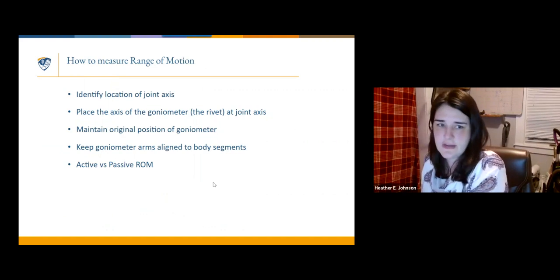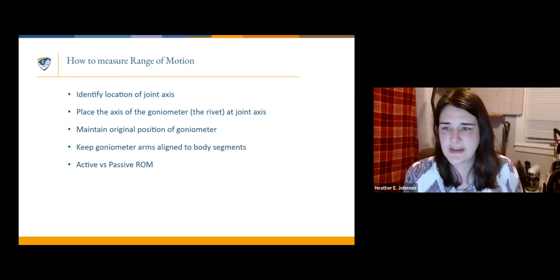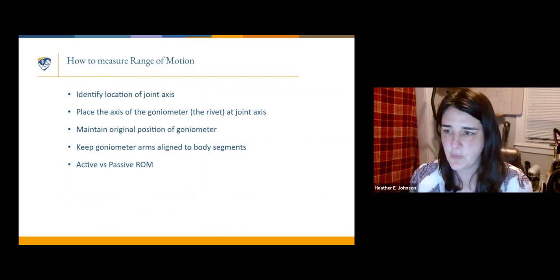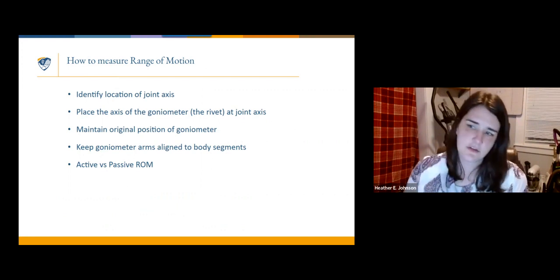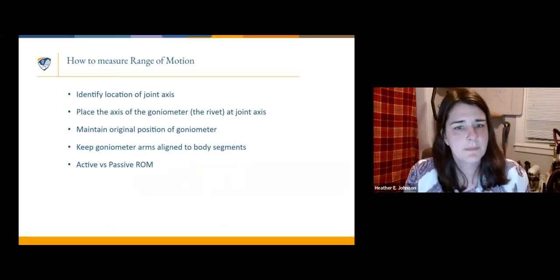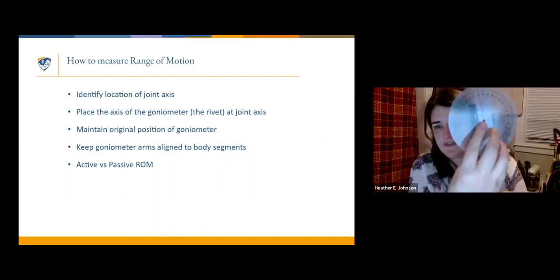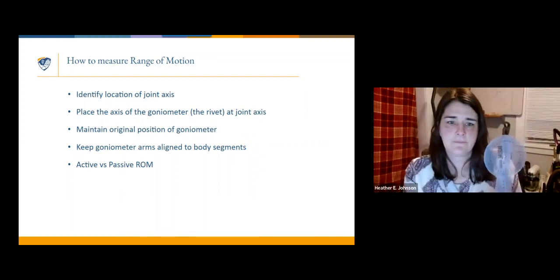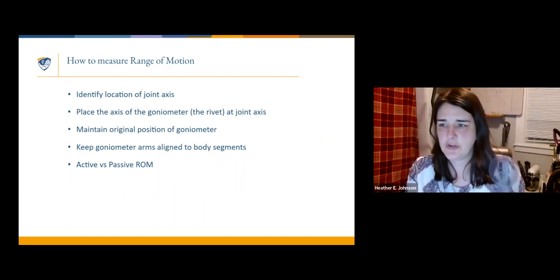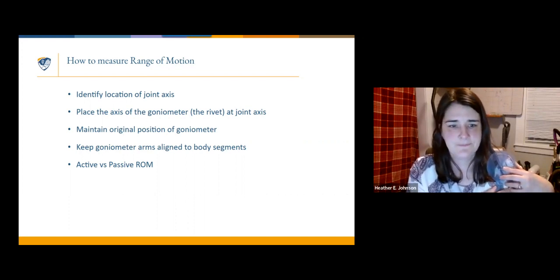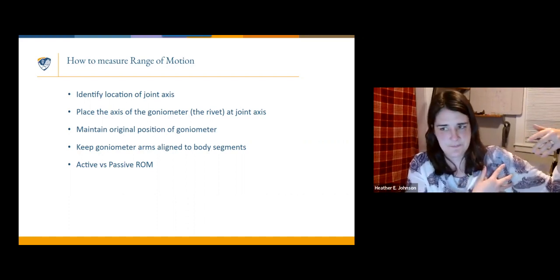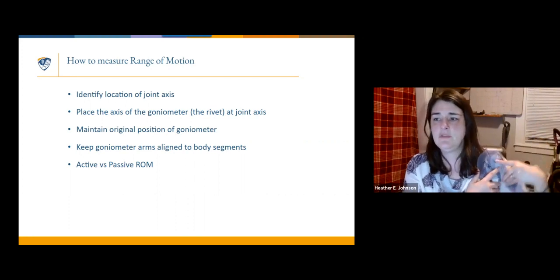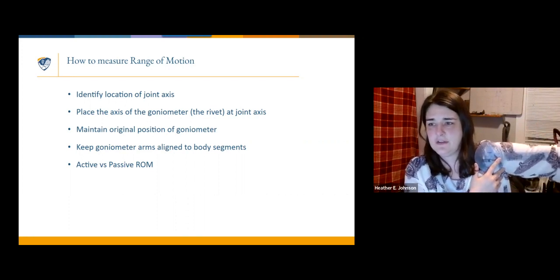The way you measure range of motion is you identify the location of the joint axis, which you may need to do through palpation for a bony structure or prominence. So make sure that the area of the body that you're assessing range of motion is uncovered. You place the axis of the goniometer, the rivet, at the joint axis, and make sure you maintain the original position of the goniometer throughout the movement, keeping the stationary piece in place. Keep the goniometer arms aligned to the body segments. So if you're to assess abduction, you would keep the movable arm along the shaft of the humerus.